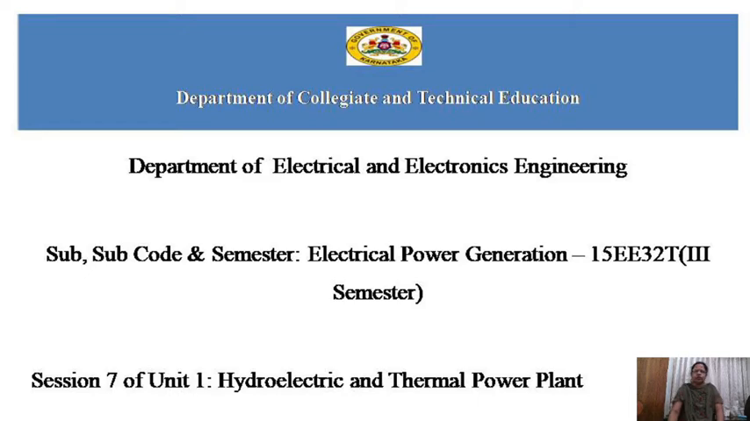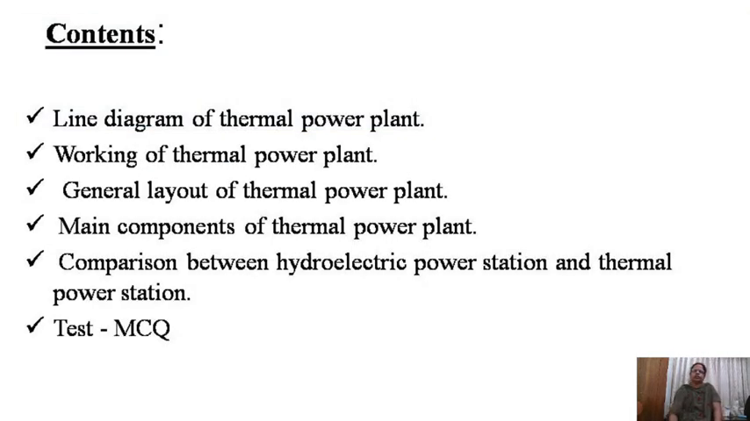I am going to present session 7 of Unit 1, the hydroelectric and thermal power plant. The contents of this session are: first, the line diagram of the thermal power plant; second, the working of the thermal power plant; third, the general layout of the thermal power plant; fourth, the main components of a thermal power plant; and fifth, the comparison between the hydroelectric power station and thermal power station.